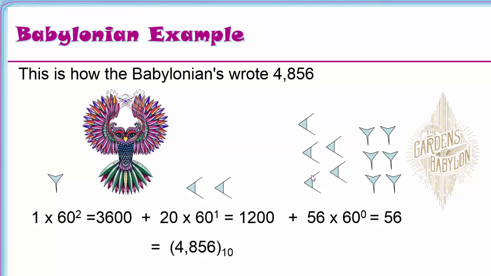So it's 5 tens, 1, 2, 3, 4, 5 tens, and 6 ones, 1, 2, 3, 4, 5, 6 in the ones place. And this is equal to 4,856 in our base system.